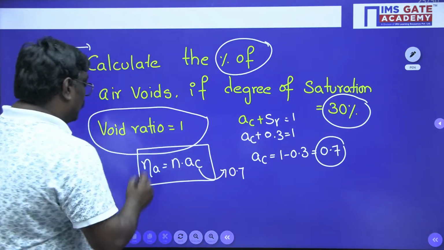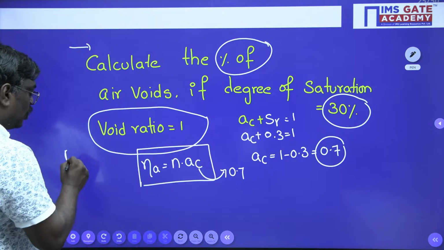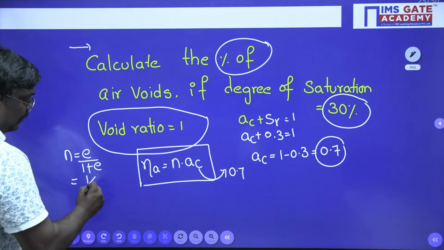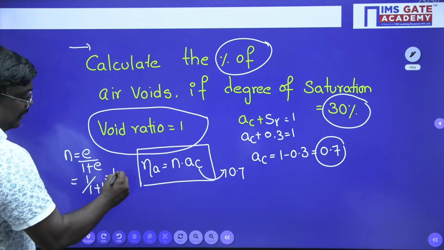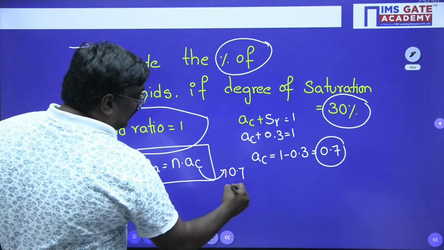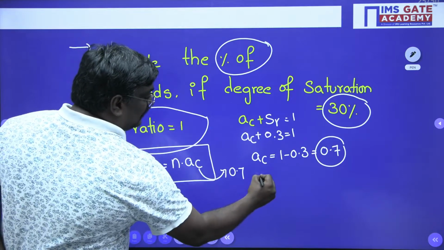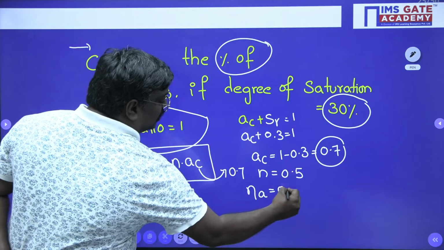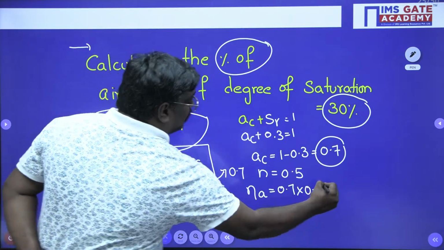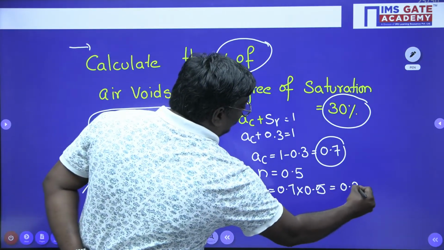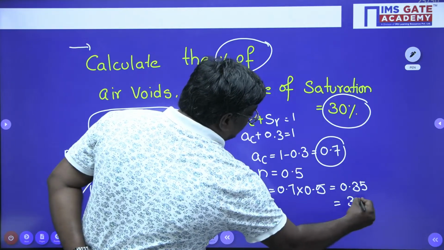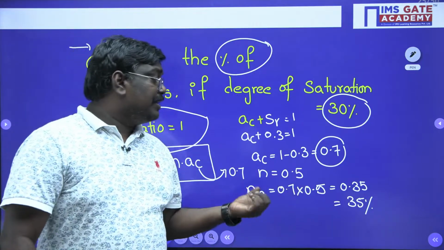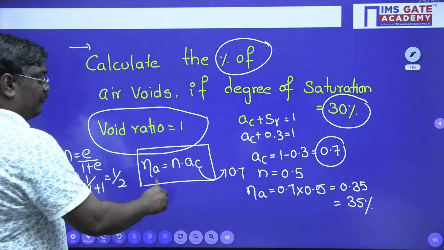So here you got air content as 0.7. And what is the void ratio? 1. So you know porosity is equal to e upon 1 plus e. So that will be 1 upon 1 plus 1, then it is equal to 1 by 2. So here you can write porosity n is equal to 0.5. So percentage of air voids is how much, sir? 0.7 into 0.5. So it will be 0.35. As it is a percentage, you will write it as 35%. Am I correct or wrong? Is this clear? So in a single line step, we can do this.